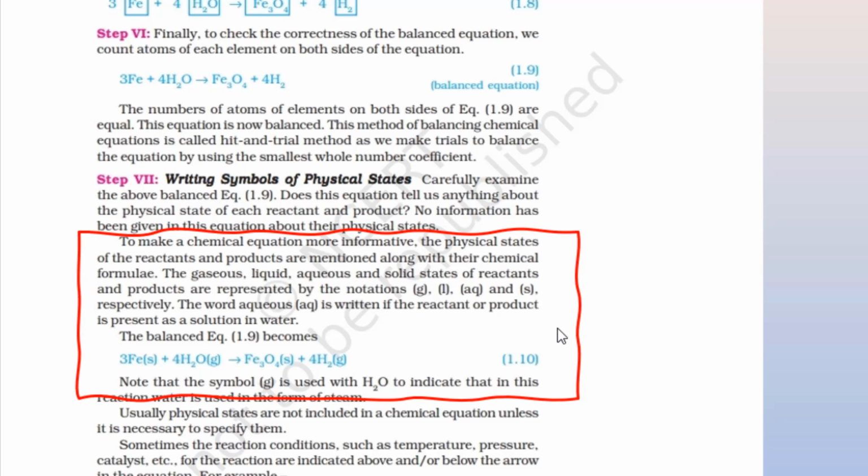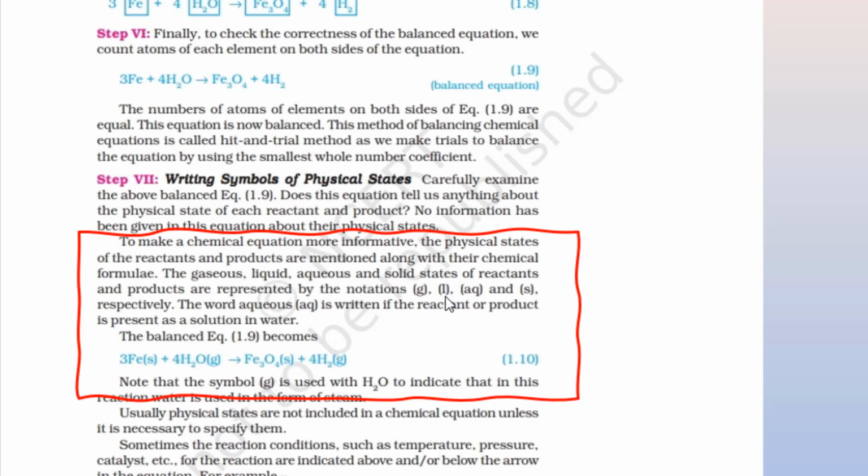Whenever you are trying to express a chemical equation, what should I write for that? I can write the notations like G, which stands for gas, L, which stands for liquid, AQ, which stands for aqueous, and S, which stands for solid. Do not get confused seeing L and AQ.